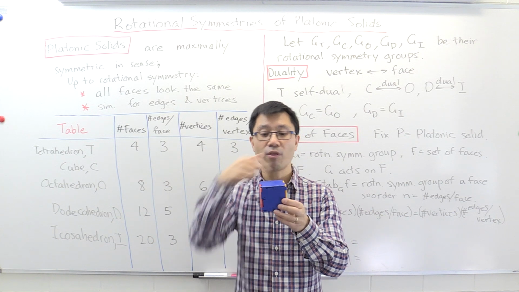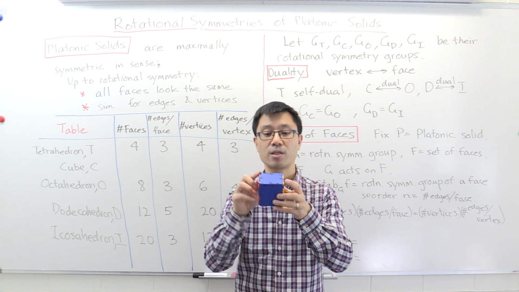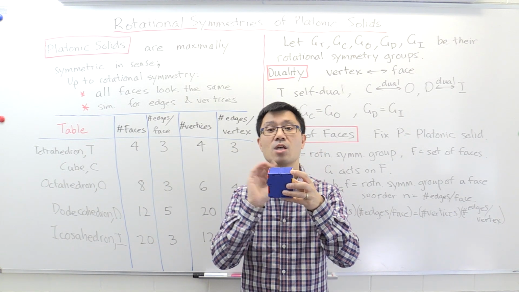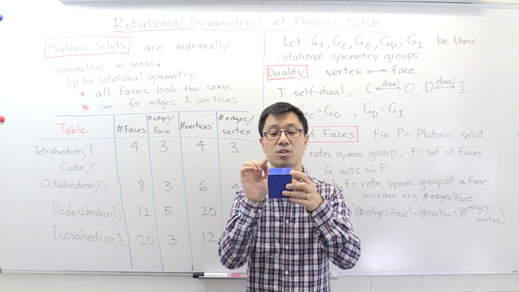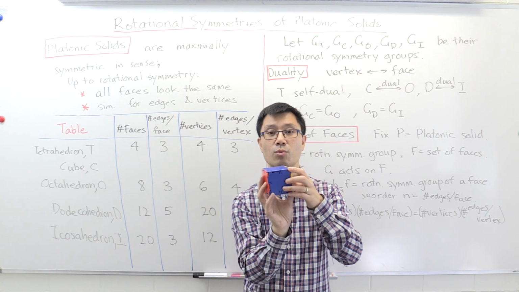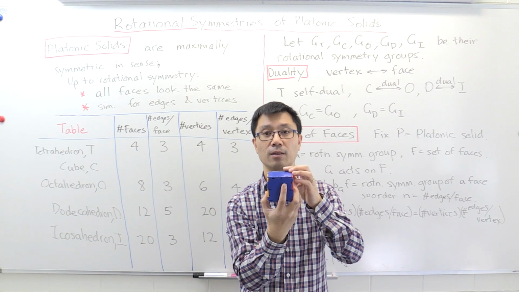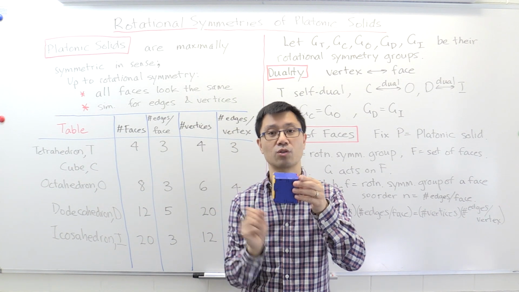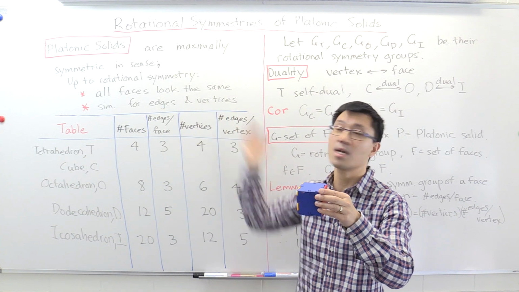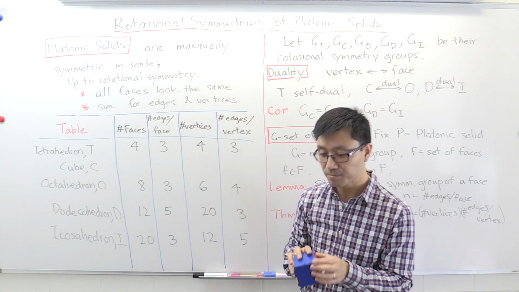Similarly, all the vertices look the same. For example, this one and this one here look the same. So there should be some rotational symmetry which sends this vertex to this one. We can just rotate like that, 180 degrees around the vertical axis. So that's the sense in which I mean maximally symmetric.